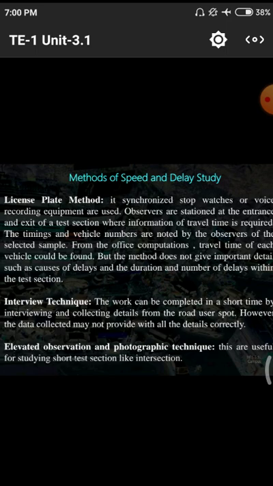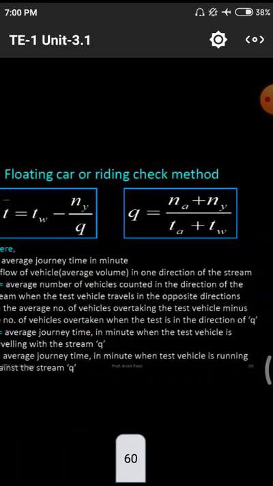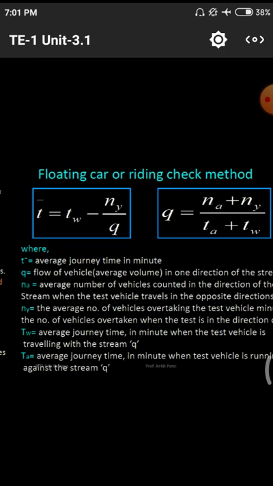Okay, these are the 4 methods. In the first one we are having the floating car and riding check method. By using this floating car or riding check method, 2 members or 4 members are allocated to check the data. That means they have to use their own vehicles and note the data whatever they get by using those vehicles. They need to use different kinds of vehicles and check the different values in this method. These are the formulas. After that they have to calculate the spot speed studies and delay studies, where T is the time taken to cover those particular studies and Q is the delay period.